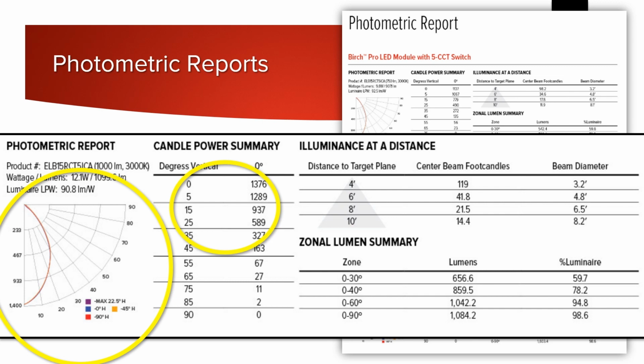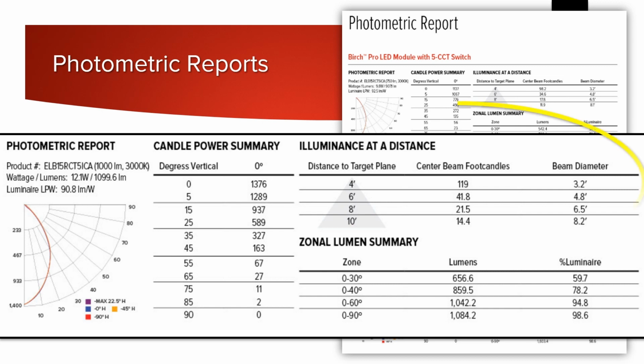The report so far has told us how much light is emitted from the fixture, but how much light will actually hit our surfaces around the room? How much light will there be on the dining table, desk, or kitchen counter, for instance? For this information, we need to take a look at the Illuminance at a Distance section.